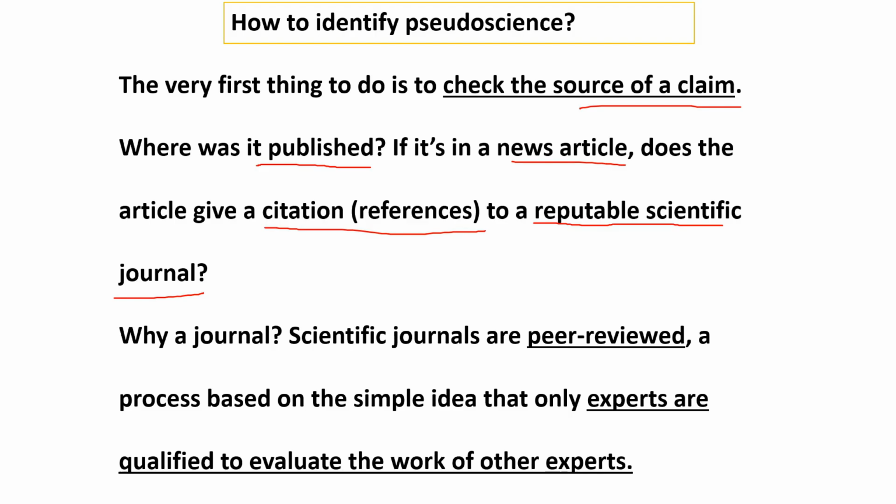So this is the main difference. If you look at the journal, it usually says that this journal is peer-reviewed or this is not peer-reviewed. If it's peer-reviewed, it means that experts who are qualified to evaluate work in this particular area evaluate it before they publish it. So peer-reviewed journals are the one main difference. Science will be published in a peer-reviewed journal.